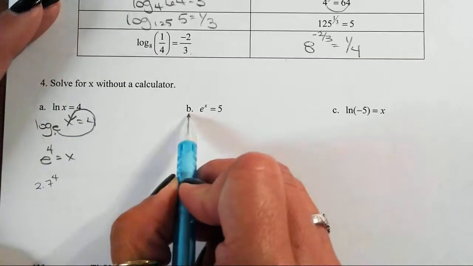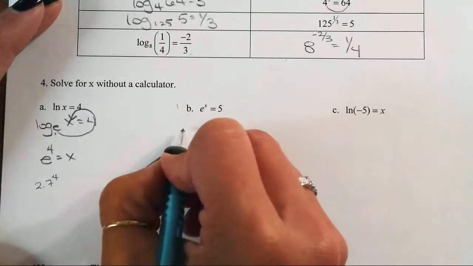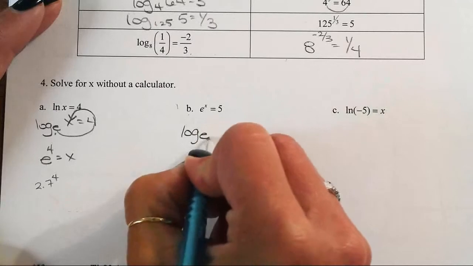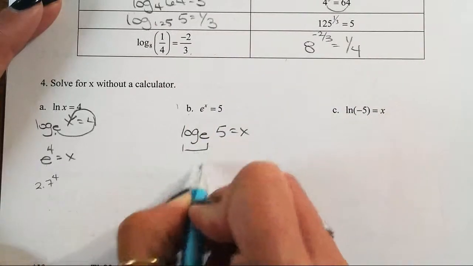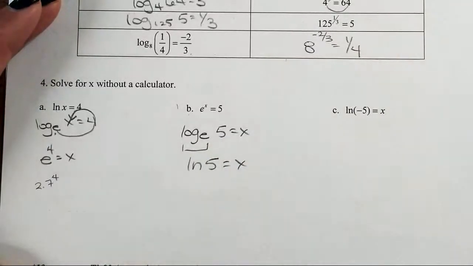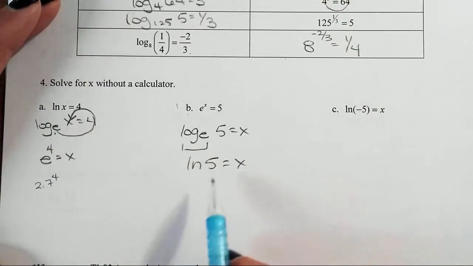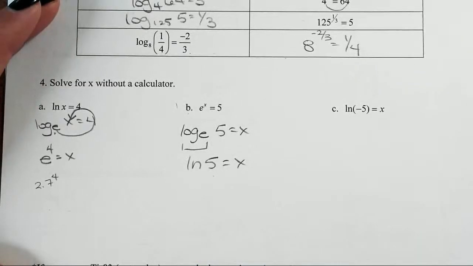In the case of b, if I rewrite this as a logarithmic to solve for x, we would have log base e of 5 is equal to x, which is the same thing here as the natural log of 5 is equal to x. If I were to use a graphing calculator, I could evaluate the natural log of 5. At this point, I cannot.